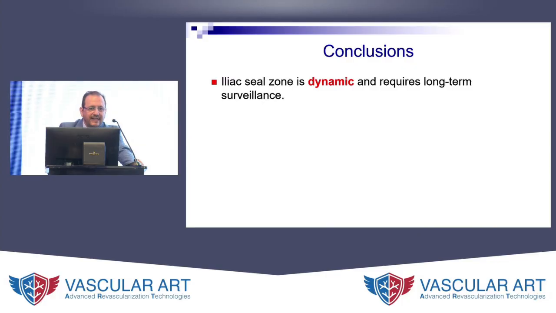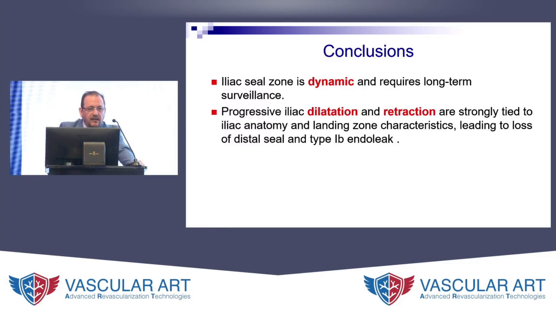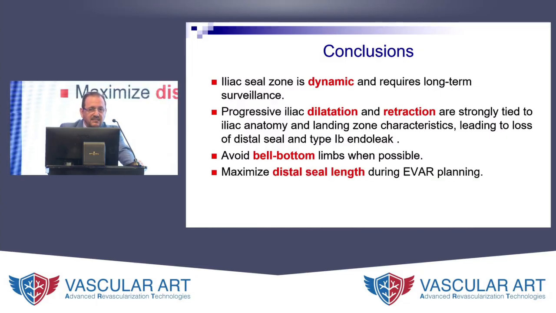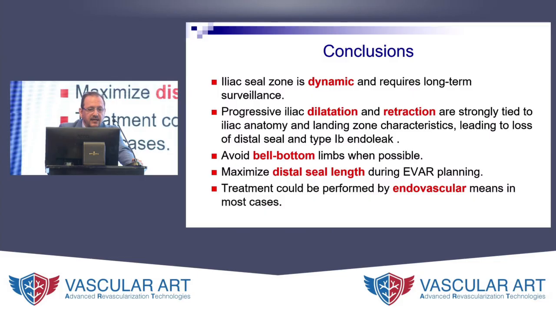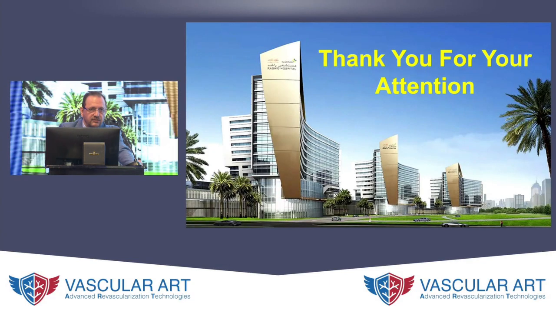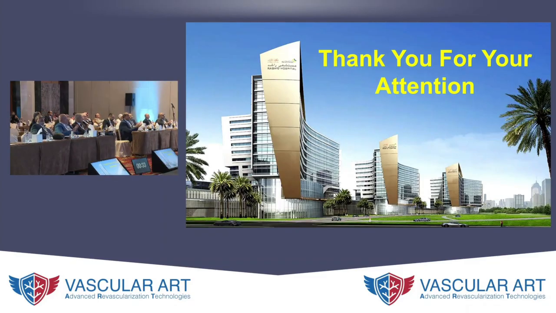So, conclusions: the iliac sealing zone is dynamic, not static, and requires long-term surveillance. Progressive iliac dilatation and retraction are strongly tied to the iliac anatomy and landing zone characteristics, leading to loss of distal seal and type 1B endoleak. Avoid bell-bottom limbs when possible, especially if more than 24. Maximize your distal landing zone during EVAR, and try to go as close as possible to the iliac bifurcation. Finally, if you get a type 1 endoleak, the treatment most of the time is endovascular with a very successful outcome. Thank you very much for your attention.